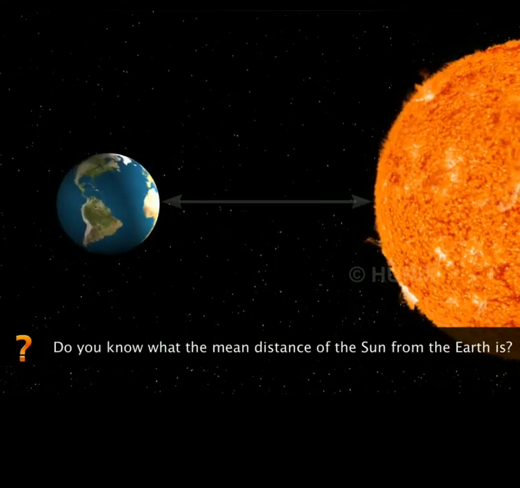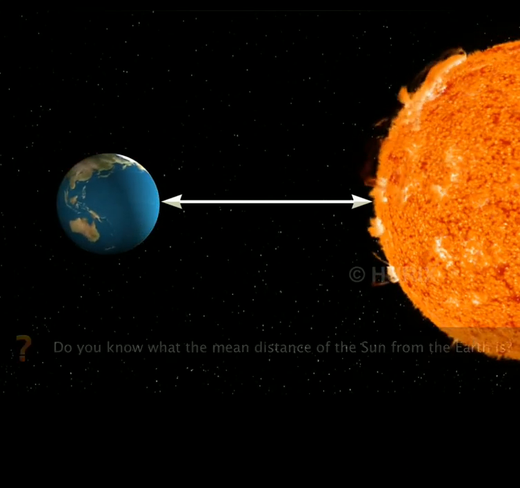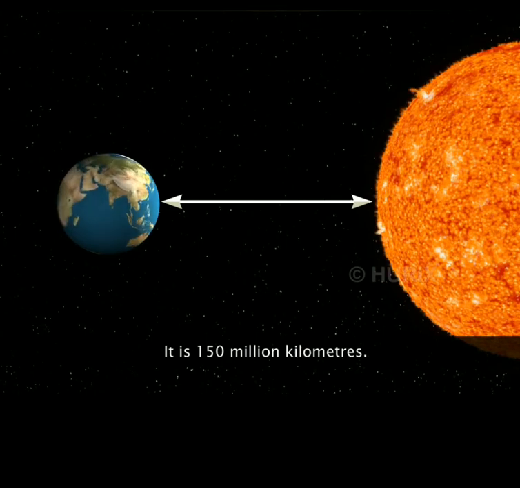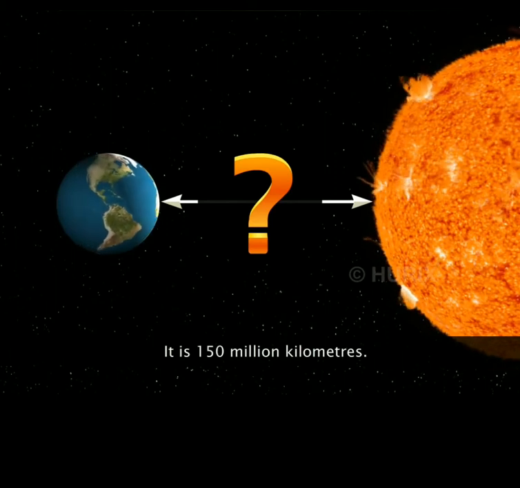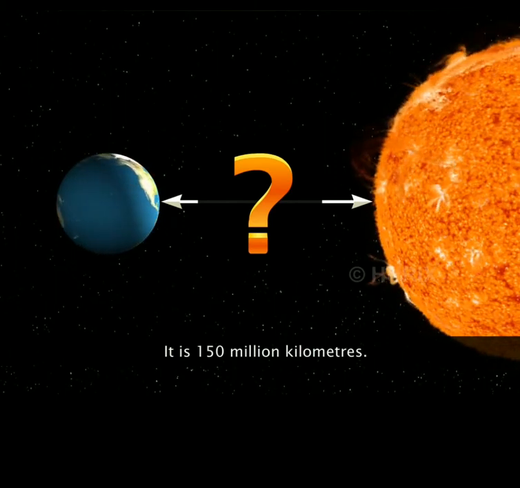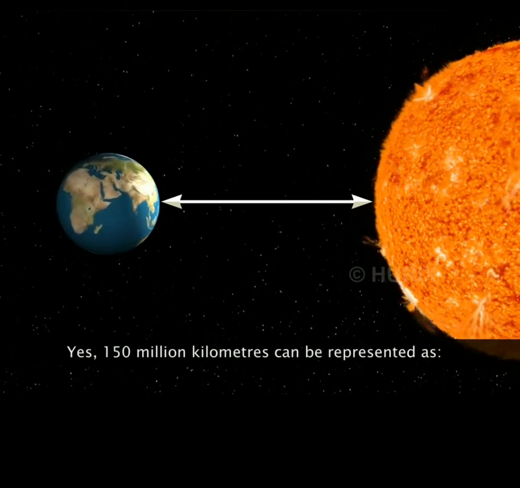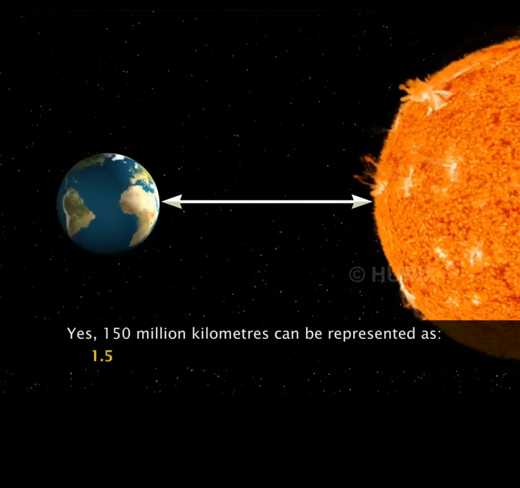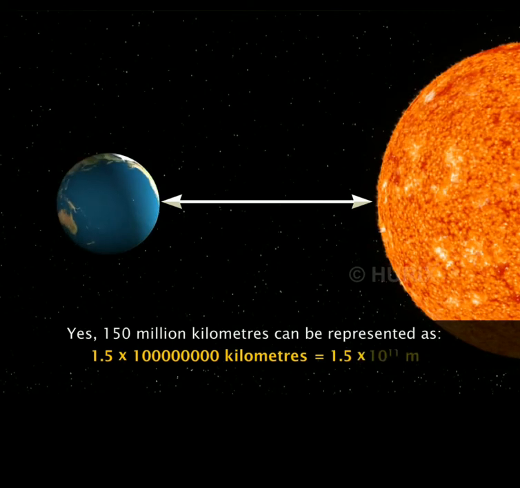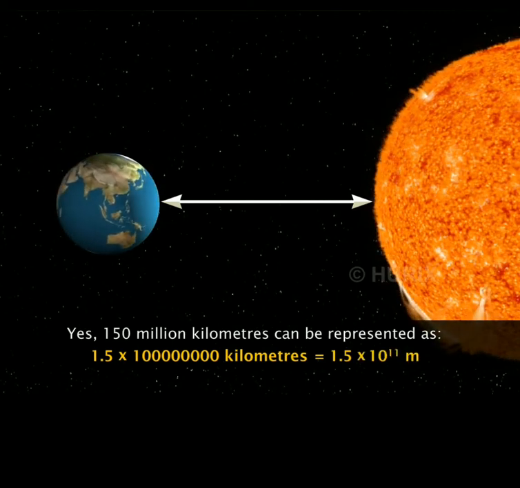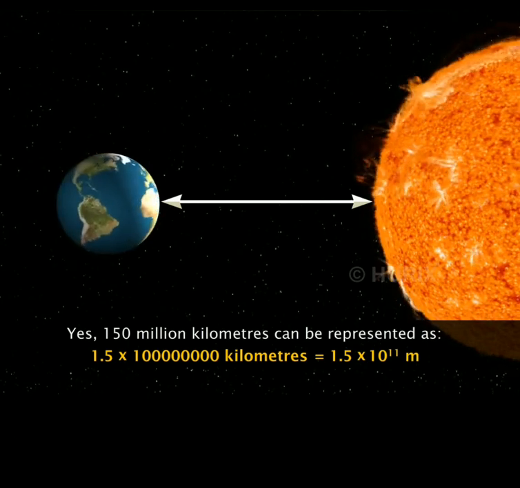Do you know what the mean distance of the Sun from the Earth is? It is 150 million kilometers. Can't we represent this large distance in an easier form? Yes, 150 million kilometers can be represented by 1.5 into 10 to the power 8 kilometers or by 1.5 into 10 to the power 11 meters. This representation helps us to grasp the actual distance better.